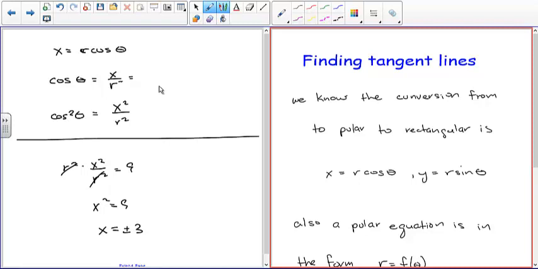So the way this works is that we know that the conversion from polar to rectangular is like a parametric equation. But instead of there being one parameter, there are two parameters. There's r, which is a parameter, and theta, which is a parameter. And you can have more than one parameter in your parametric equations.